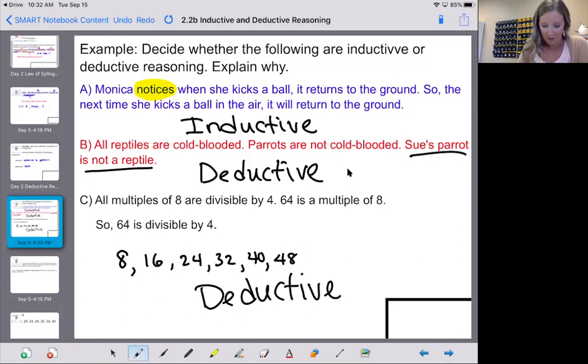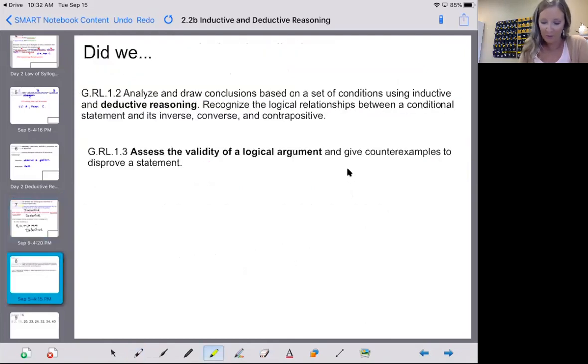Okay. All right, that's actually it for today. So let's double check. Did we cover what we said we would cover? Did we talk about deductive reasoning? Absolutely. Remember, deductive is based on fact or definitions. And then we also talked about the validity of logical arguments when we were talking about the law of syllogism, the law of detachment, etc.